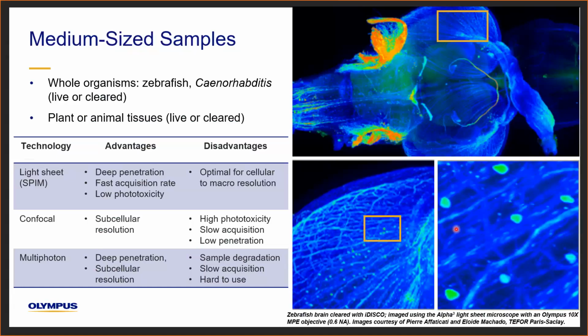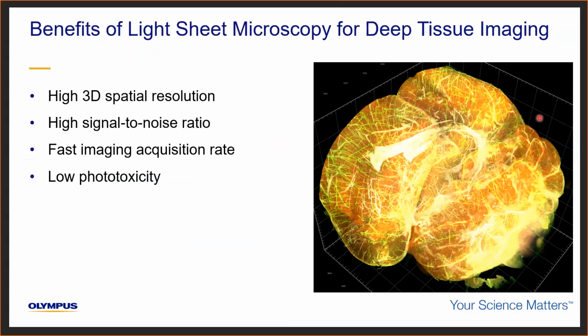Now, going back to our focus today on deep tissue imaging, I would like to emphasize the benefits of light sheet microscopy in a SPIM setup for deep tissue imaging. It provides you high 3D spatial resolution, high signal-to-noise ratio, fast imaging acquisition rate, and low phototoxicity.